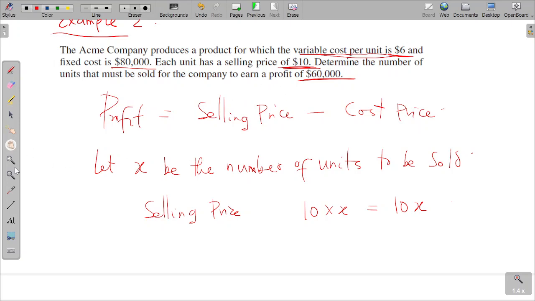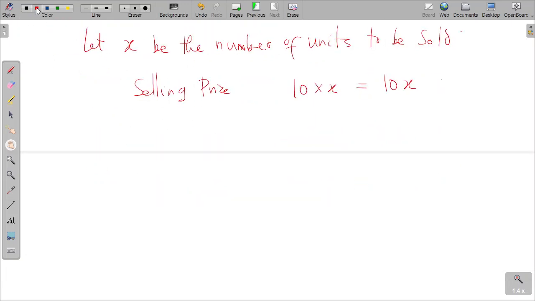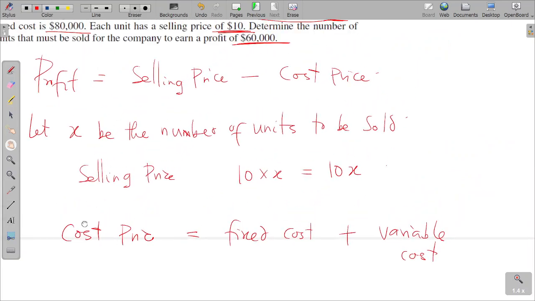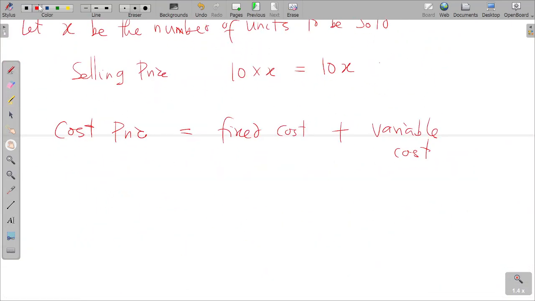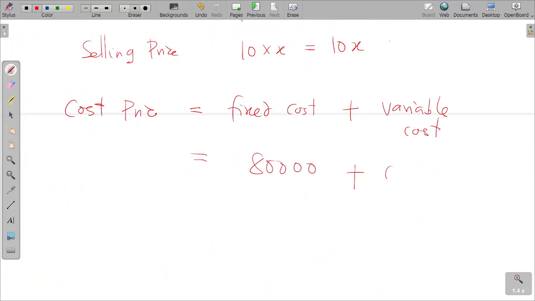Okay. But in the cost price, we have what we call fixed cost. So cost price is fixed cost plus variable cost. Please take note of this formula. If there's no fixed cost, the cost price is just variable cost. So now we have a fixed cost which is 80,000 plus the variable cost, which is 6. Am I right? So we have 6 multiplied by what?